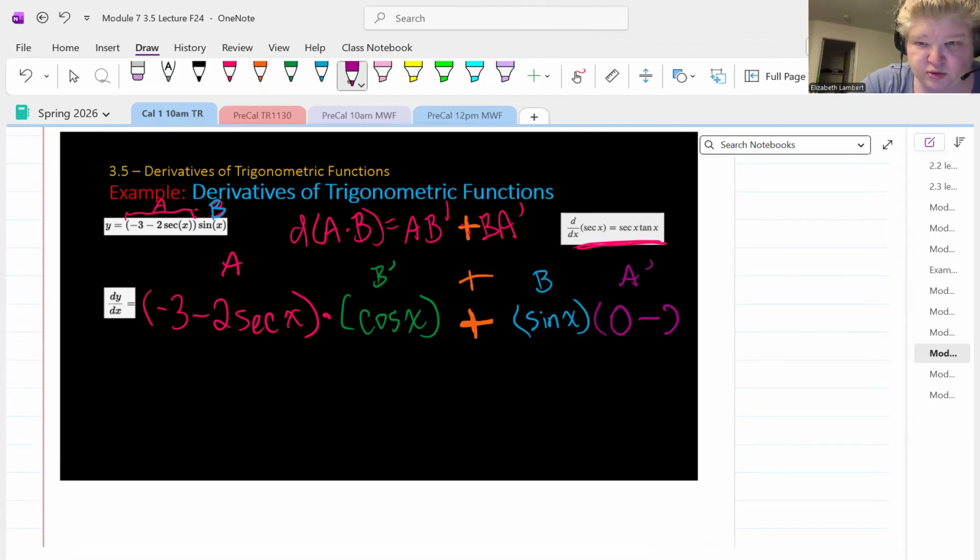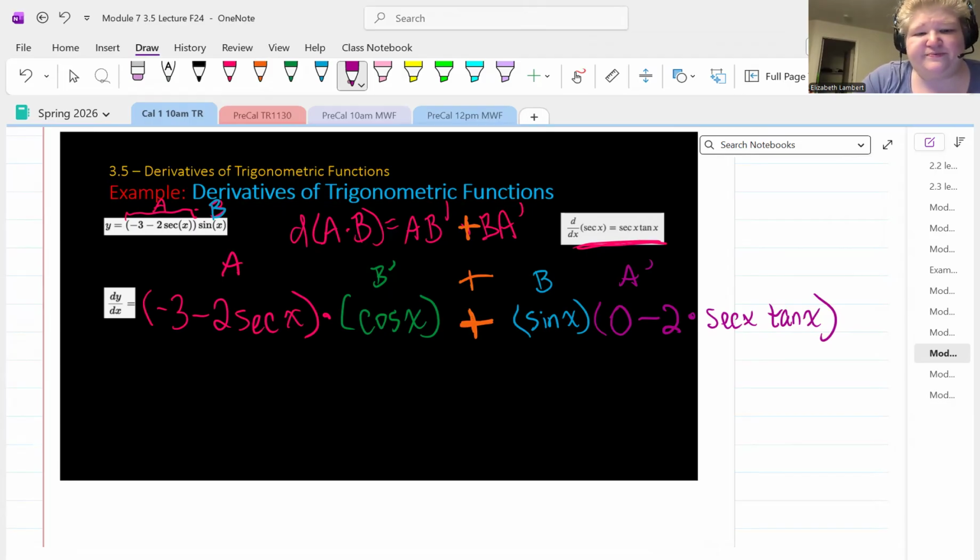The derivative of a constant is 0. Minus 2. So that is a number being multiplied to the function. So that's a constant multiplication. That carries through for our derivative. So I have the 0 from the derivative of -3. Now I keep the -2 times. Now I'm going to do my derivative of secant, which is our formula that they rewrote for us up here. That's secant x, tangent x. And that's our A prime.